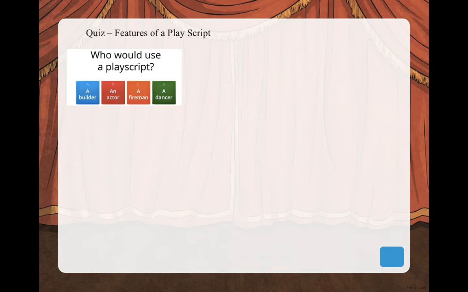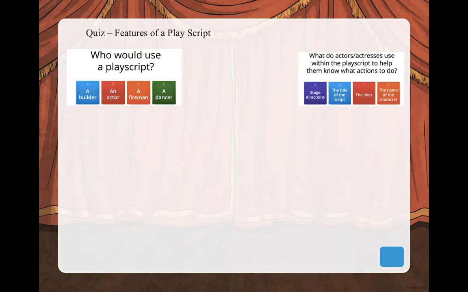Who would use a play script? A, a builder, B, an actor, C, a fireman, or D, a dancer. Number 2, what do actors or actresses use within the play script to help them know what actions to do? Is it A, stage directions, B, the title of the script, C, the lines, or D, the name of the character?